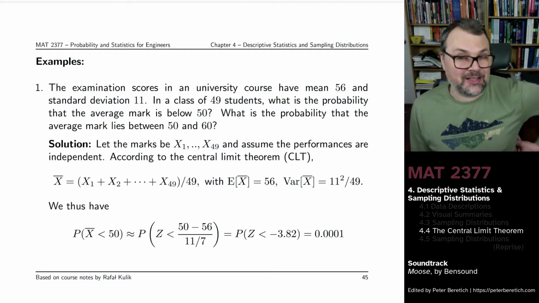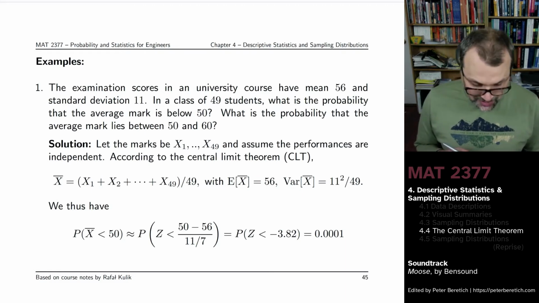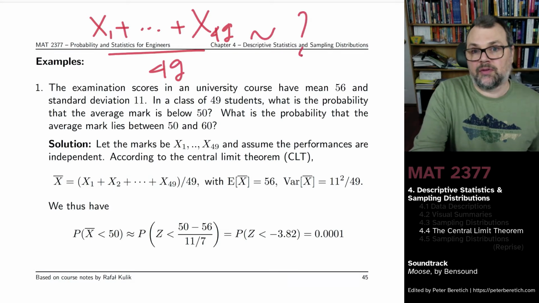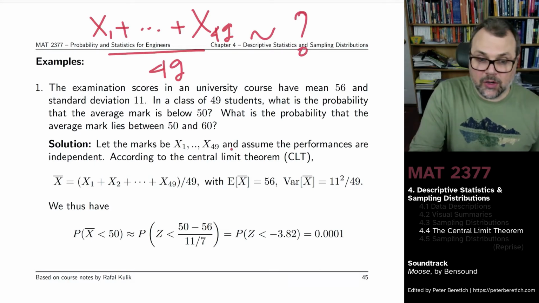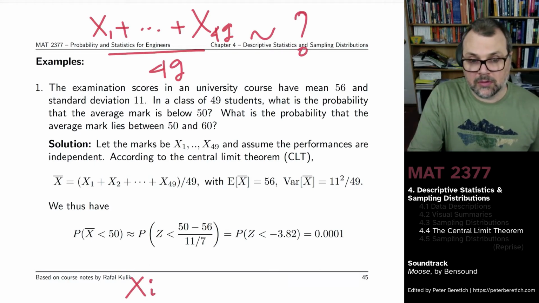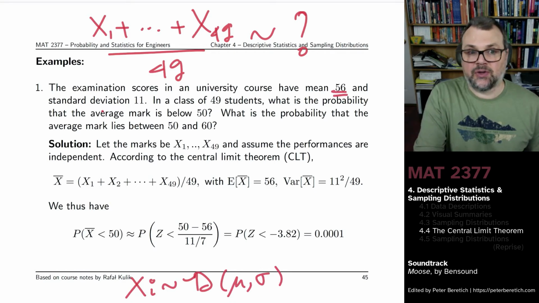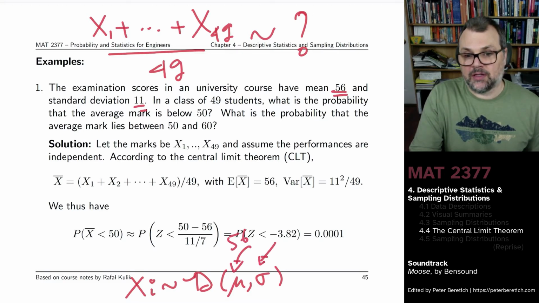So now I'm asking a different question. I'm asking for the average of 49 grades. I'm interested in knowing how this quantity behaves. What I know is that each grade follows a distribution with mean 56 and standard deviation 11. That's all I know. And what distribution it is, well, that's not given.